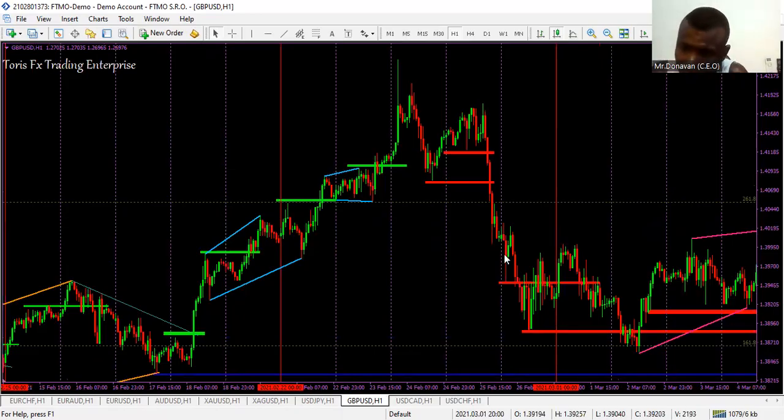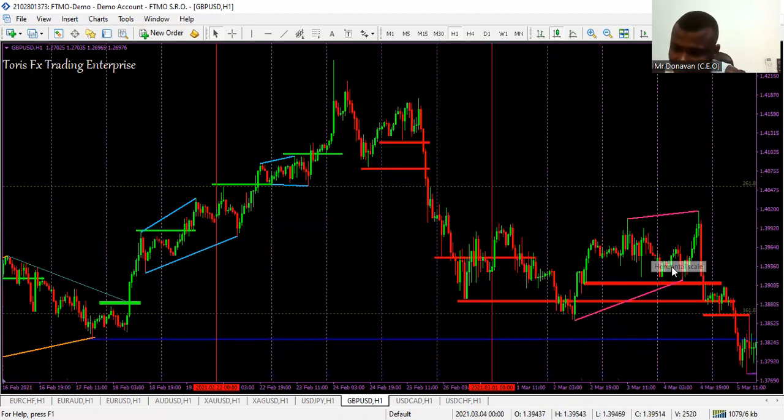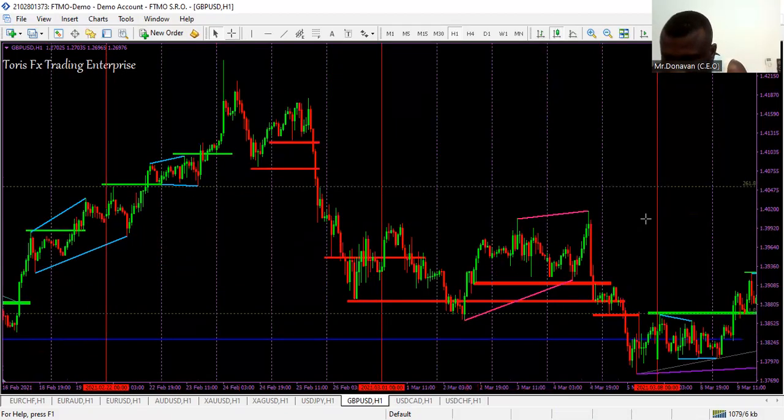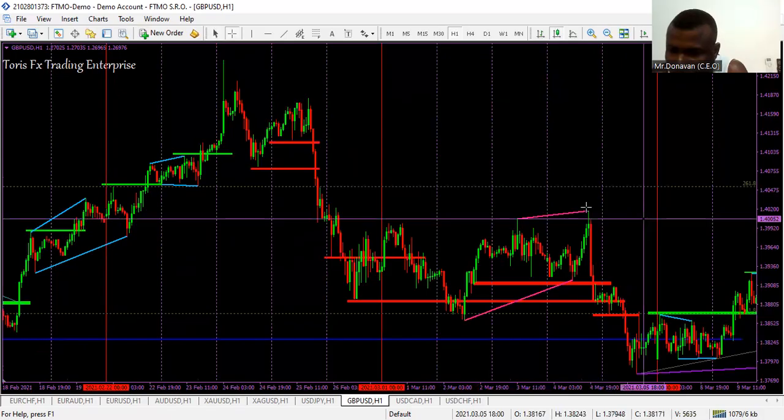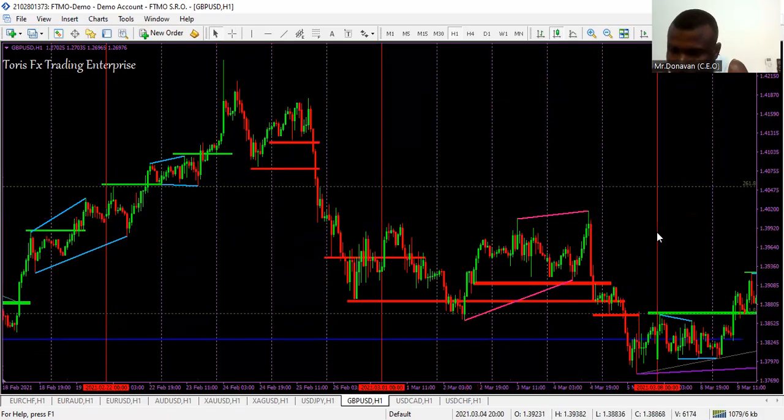We have 1, 2, 3, 4, 5, then a pullback for the major continuation. All right. So would we be looking for a buy here? Yeah, record. We'll be looking for that buy. So if you buy here, yes, it's a loss. I will know the buy.